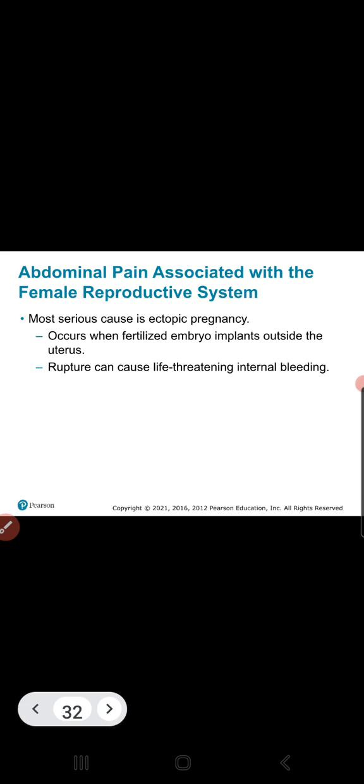All right, abdominal pain associated with the female reproductive system. Most serious cause is ectopic pregnancy. Occurs when fertilized embryo implants outside the uterus. Rupture can cause life-threatening internal bleeding.